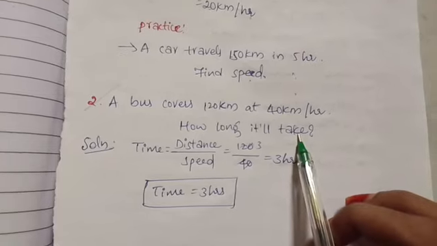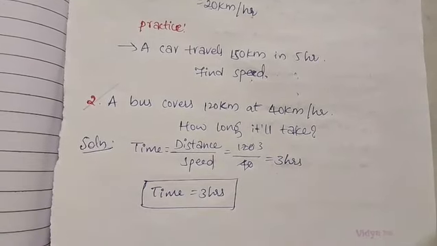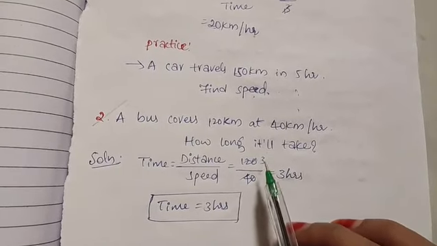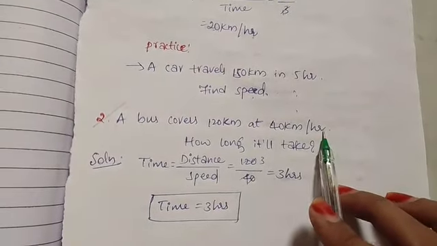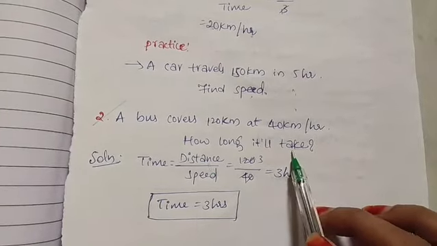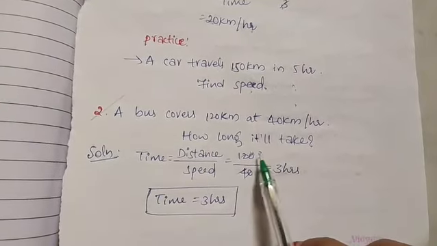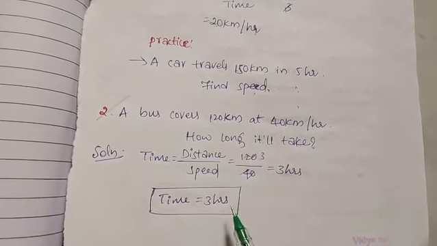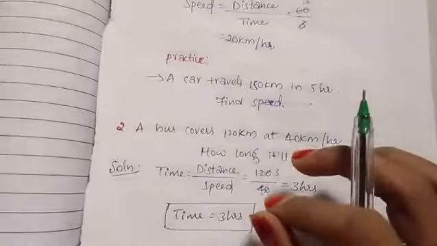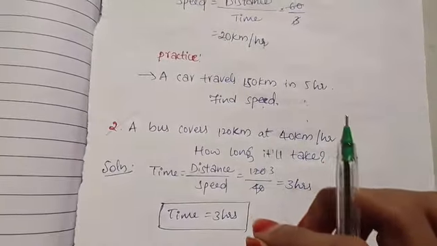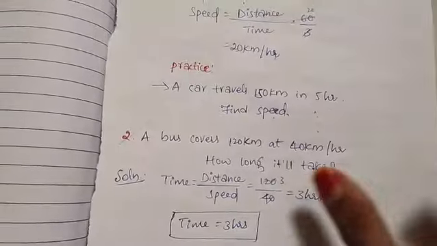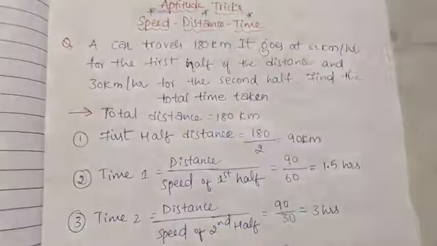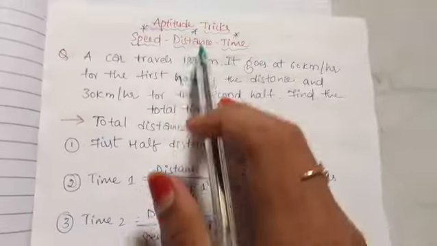And the sixth question is, a bus covers 120 km at 40 km per hour. How long will it take? Here they have given the distance, that is 120 km, and speed, that is 40 km per hour. We have to find out the time. Time is equal to distance by speed, that is 120 divided by 40. We will get 3 hours. Time is equal to 3 hours. Very simple, right? When you apply the perfect formula, then it will be easy for you to solve any problem. When you understand the question perfectly, then it will be easy for you.